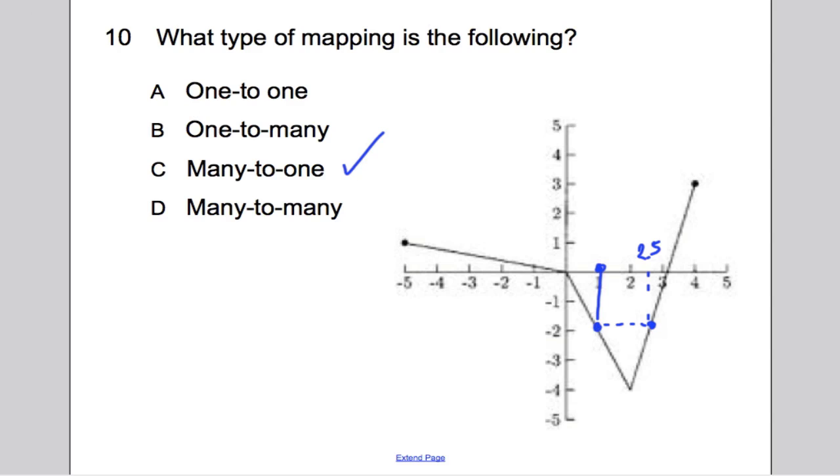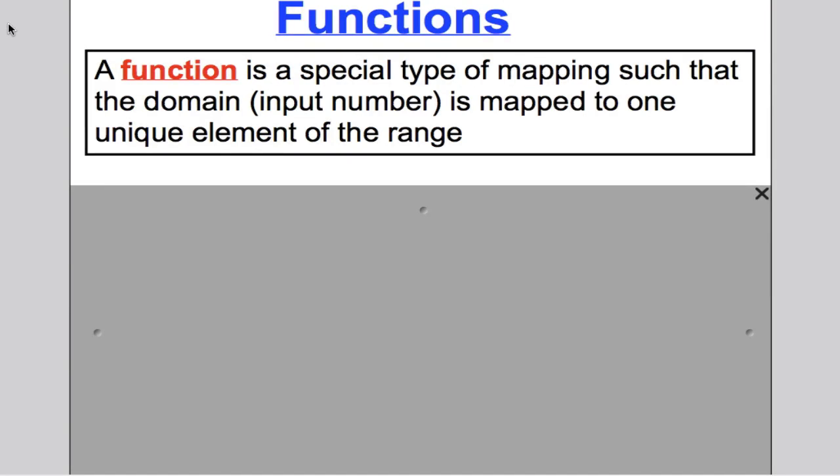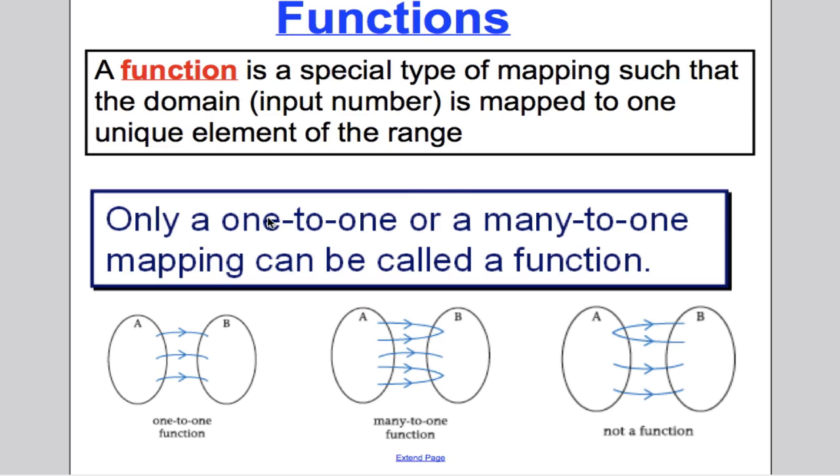Okay, then it's time to introduce what a function actually is. We've talked about mappings, and a function is a special type of mapping such that the domain, the number you put in, you get out of the function a unique answer in the range. Okay, so you put in an x and you get out a unique, let's call it y. And only a one-to-one or a many-to-one mapping can be called a function. Okay, that is a definition there.